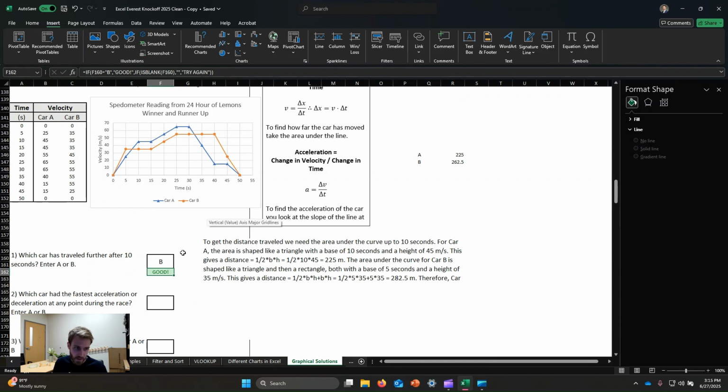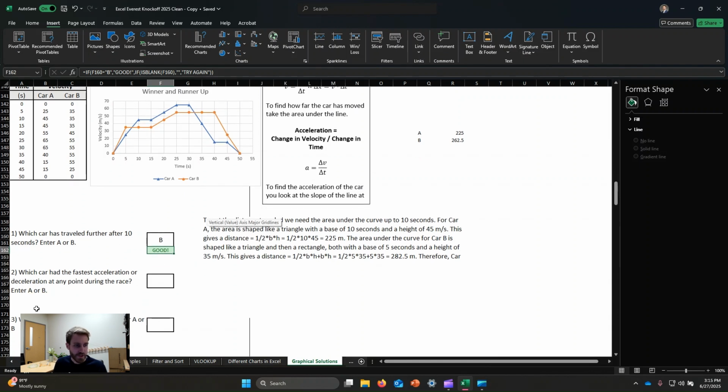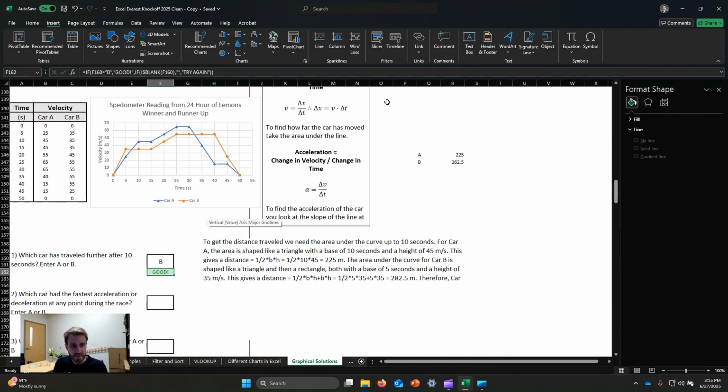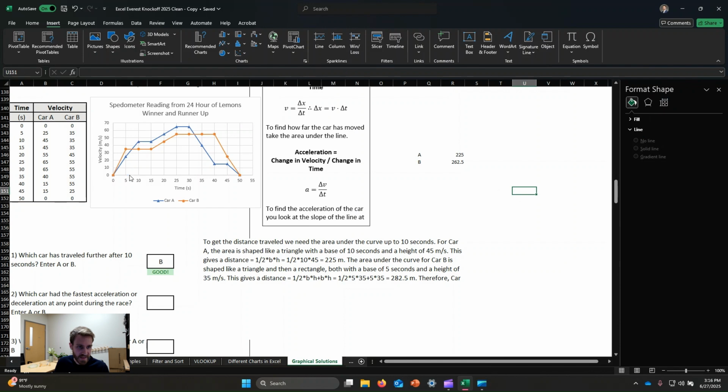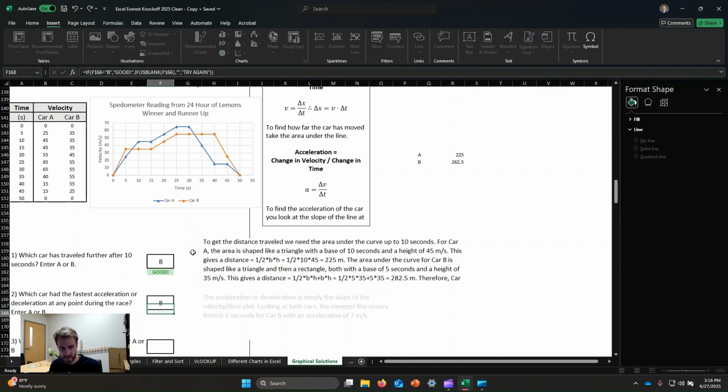Great. Which car had the fastest acceleration or deceleration at any point during the race, A or B? Well, the acceleration and deceleration is the slope. And so what's the steepest slope on this graph? Maybe I can just look at it and tell visually. It's definitely not these flat lines or this sloping in the middle here. It's probably either at the beginning or the end. That's where they're really steep. And these end ones look about the same, and maybe about the same as car A here, but that first bit of car B looks like the steepest one. That's the highest acceleration. So I'm going to go ahead and say it's car B.